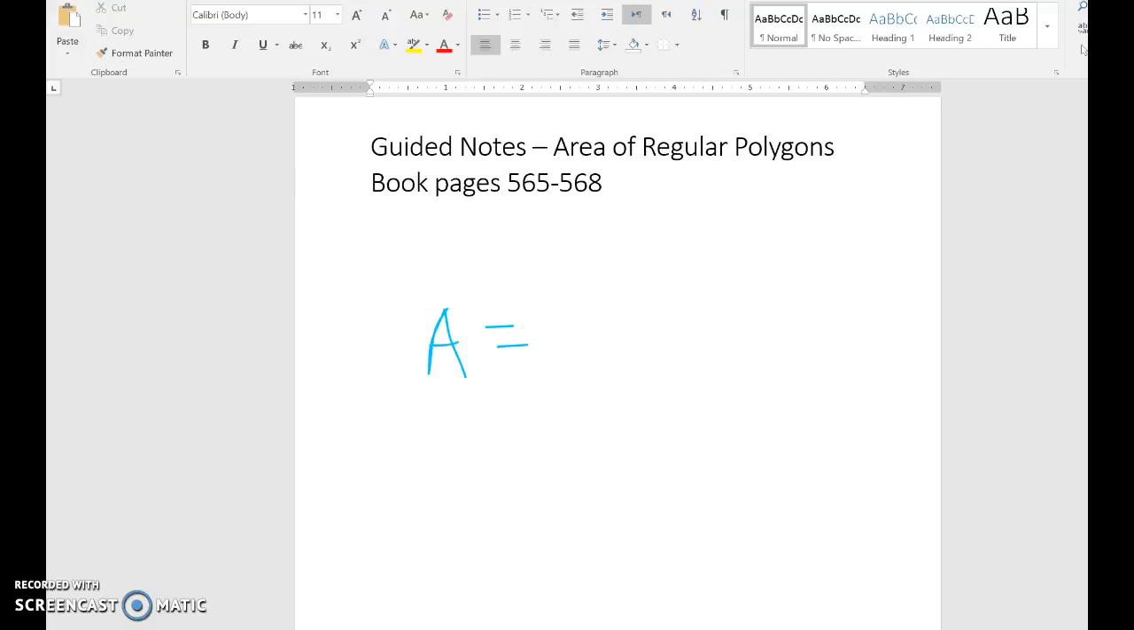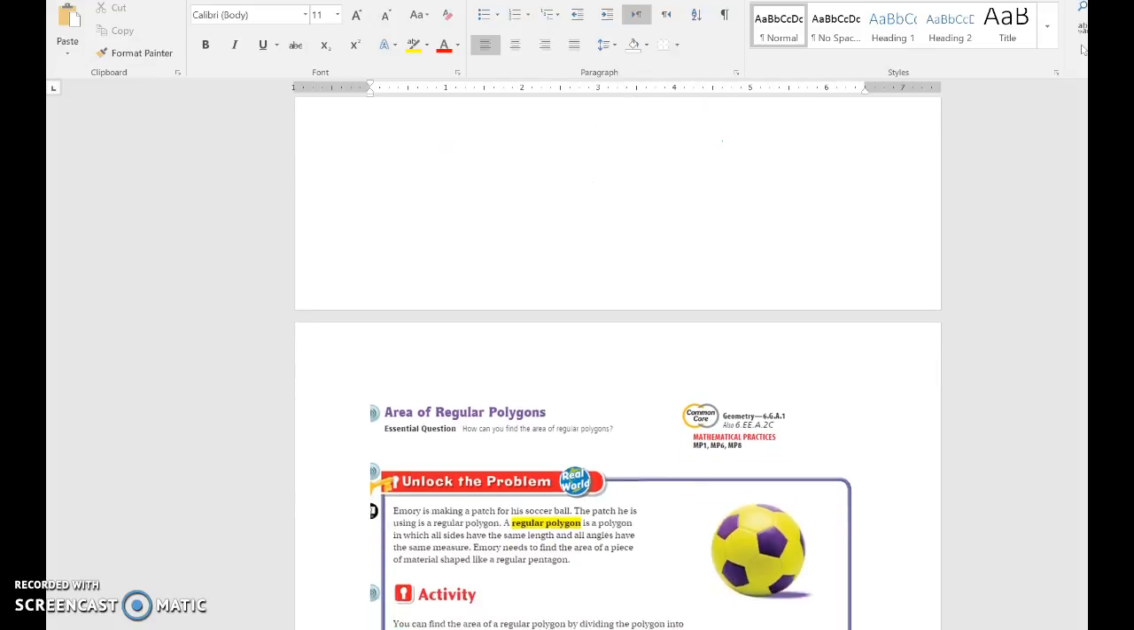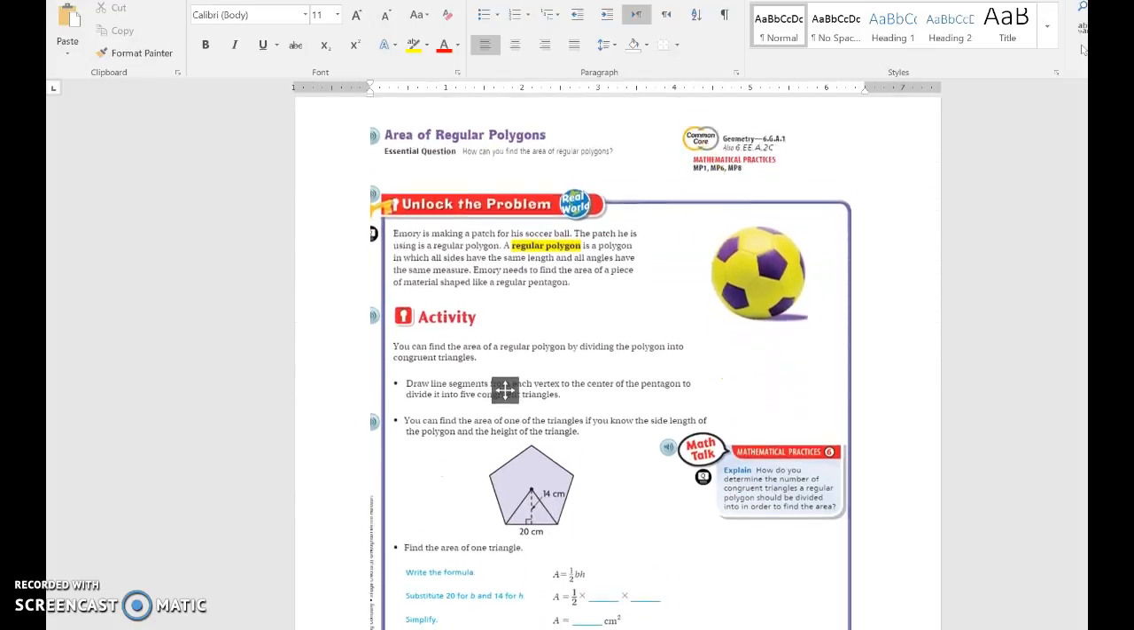So in order to do that, we're going to remind ourselves of the area formula for triangles. Area equals half base times height. And so we're going to take a quick look at some regular polygons and see how we can use the information that we know to find the area.